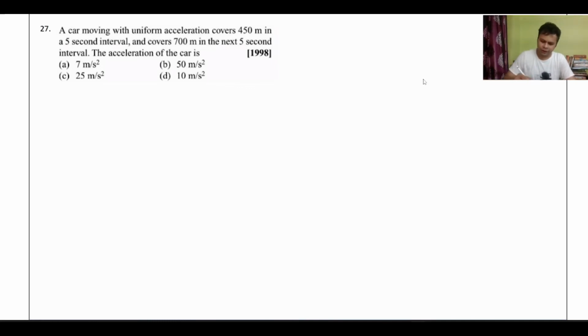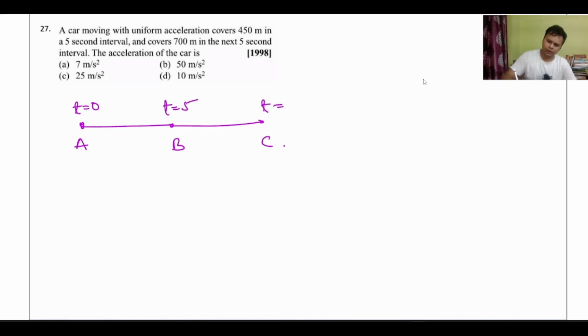Okay, fine. A car moving with a uniform velocity covers 450 meter in a 5-second interval and covers 700 meter in the next 5-second interval. The acceleration of the car is? Fantastic question. Let me show what exactly is happening here. This is the starting point A of the car, then the car reaches point B, and then the car reaches point C. So initially t is equal to 0, then t is equal to 5 seconds, then t is equal to 10 seconds. In the first 5 seconds, the car has moved a distance of 450 meter, and in the next 5 seconds, the car has moved a distance of 700 meter.